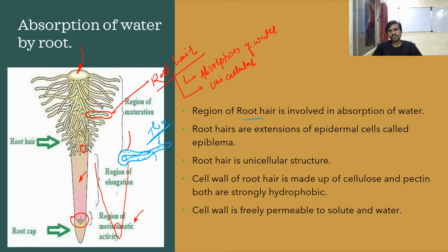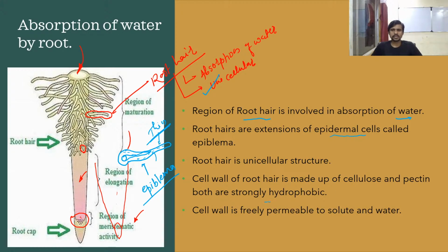The root hair region is involved in the absorption of water. Root hairs are extensions of epidermal cells called epiblema. So this type of cell we call epiblema. Your epidermal cell is responsible for the formation of root hair, and the second name for this layer is epiblema. Root hair is a unicellular structure, as I already drew and told you. The cell wall of root hair is made up of cellulose and pectin.